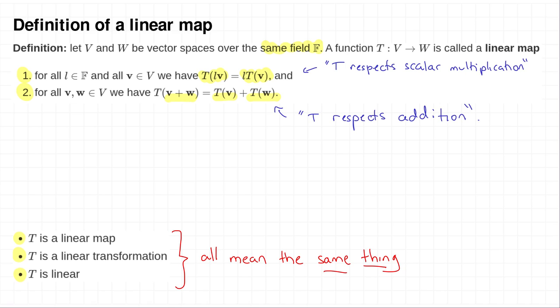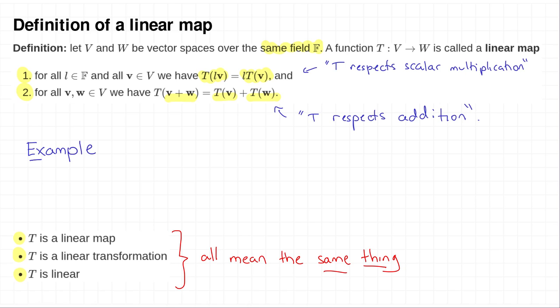Let's immediately look at a non-trivial example of linear maps because you're actually familiar with lots of examples of linear maps. So the first and perhaps the most important example of a linear map is that multiplication of vectors by matrices defines a linear map.